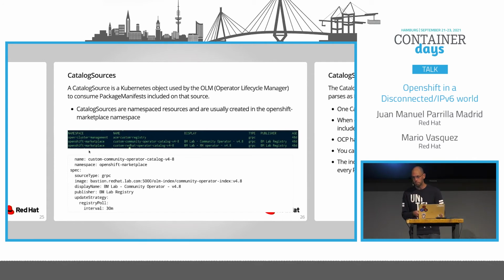So this is an example of a catalog source. We call it Custom Community Operator Catalog version 4.8. The namespace is openshift-marketplace. This is mandatory. And the image is pointing to our internal registry. This is very important in disconnected deployments, because if not, it will try to go to the internet and download the image that this catalog source is pointing to. The other fields are purely cosmetic. And the last one is the interval at which the Operator Lifecycle Manager will try to pull the new images, the new package manifests, from the catalog source.